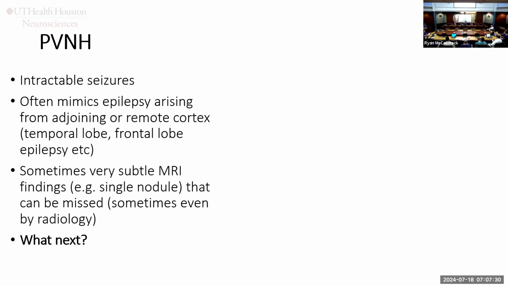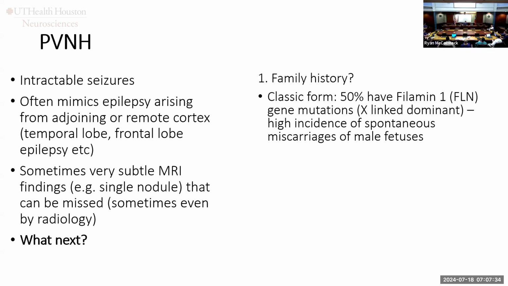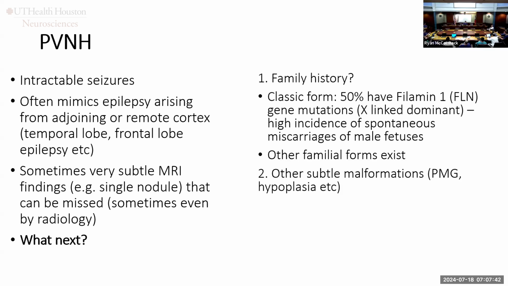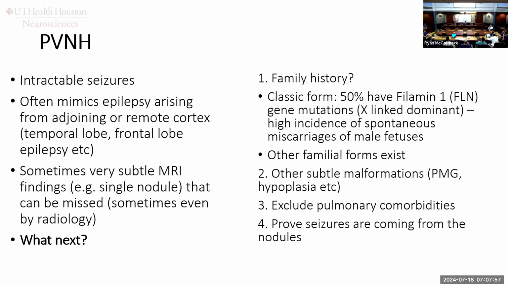So what's important next? Look at the family history. Like I said before, with the classic form, 50% have a filamin 1 mutation that's X-linked dominant. However, there are other familial forms that exist. You can also have other malformations occur. Basically, if you have one problem with neuronal migration, others can happen, including polymicrogyria or hypoplasia. And then, of course, there are other comorbidities that can happen with this disease.